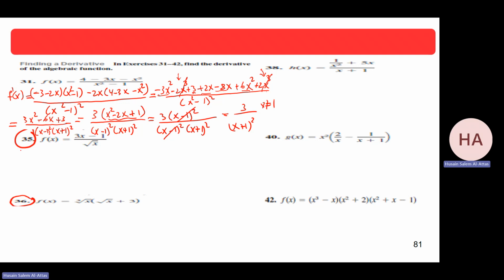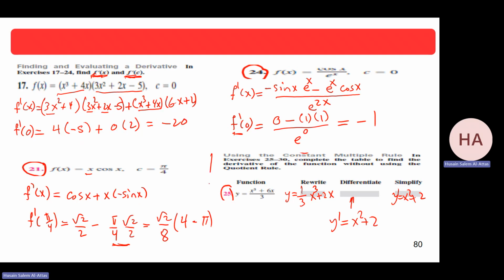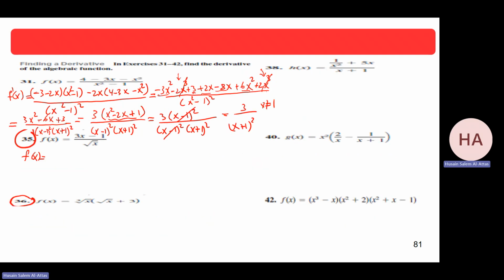Actually, 35, it's like the ones here in this part. So I can simplify it using 3.2. So it will be 3x over square root of x minus 1 over square root of x. In other words, this is 3x to the power half minus x to the power minus half.